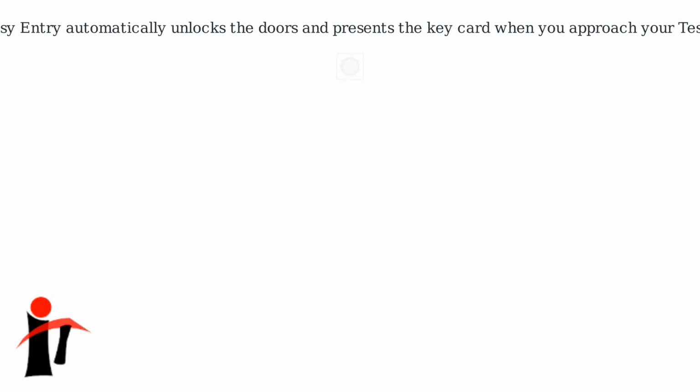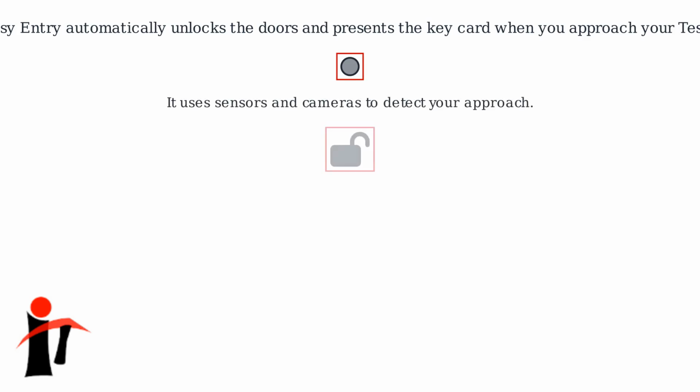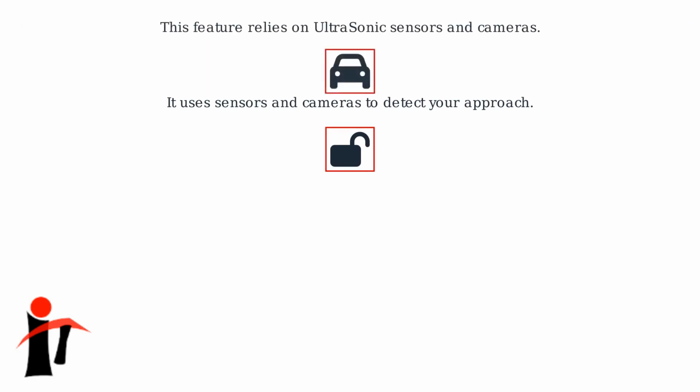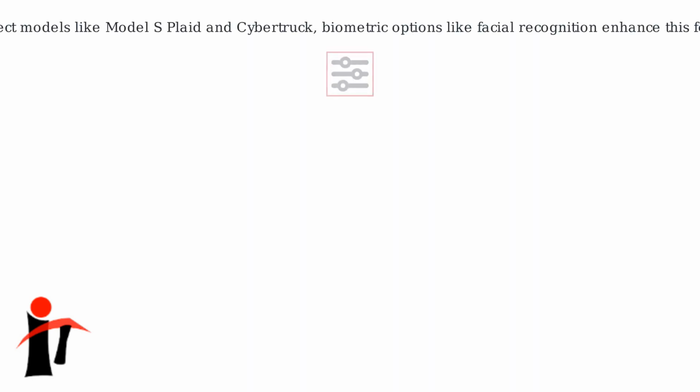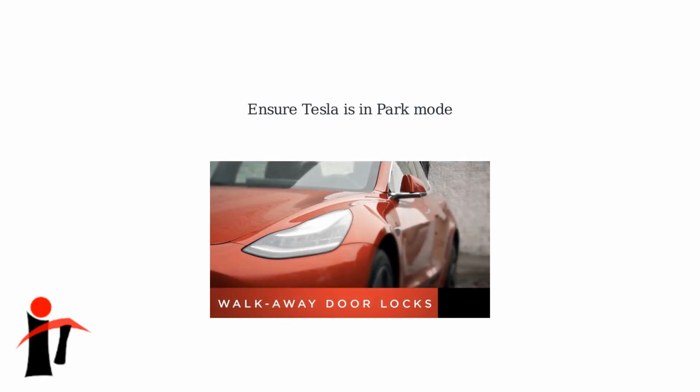Easy Entry automatically unlocks the doors and presents the keycard when you approach your Tesla. It uses sensors and cameras to detect your approach. This feature relies on ultrasonic sensors and cameras. It's disabled in valet mode for security. On select models like Model S Plaid and Cybertruck, biometric options like facial recognition enhance this feature, reducing the need for physical keys.